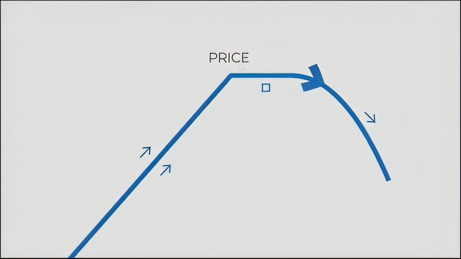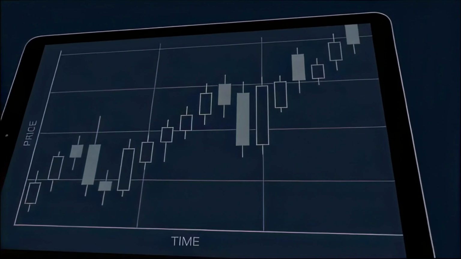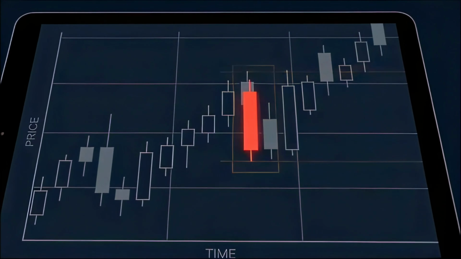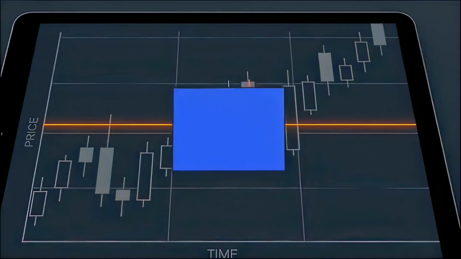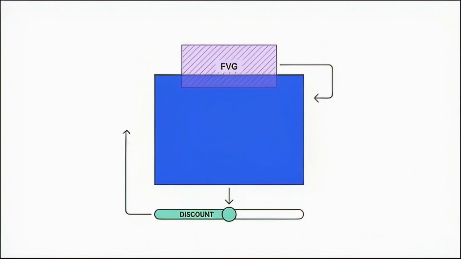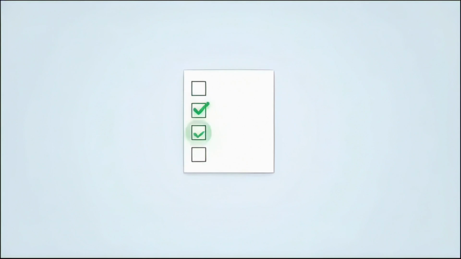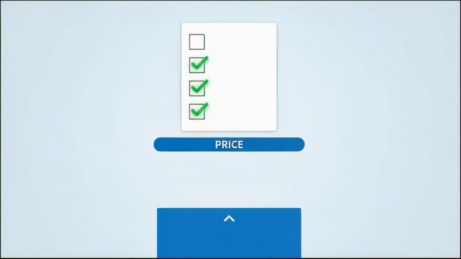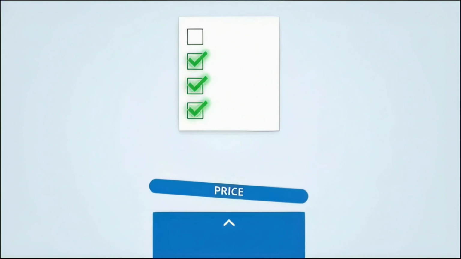Price has been pushing up all morning, then stalls and drifts back down. You scroll left, find the last down candle before that rally, and mark its high and its low. There is your block, and it sits in the lower half of the range, at a discount, with a gap from the initial move overlapping it. All 4 rules pass. You drop to a faster chart, and you wait.